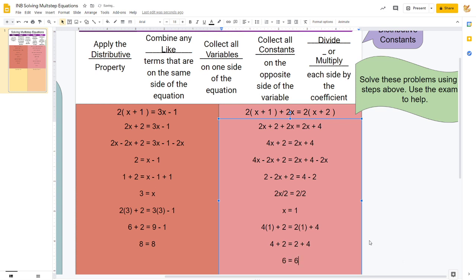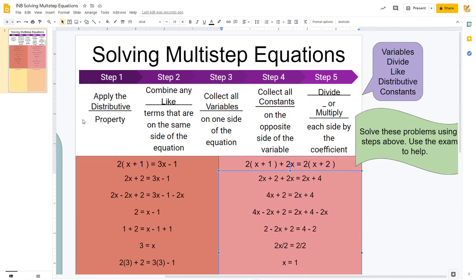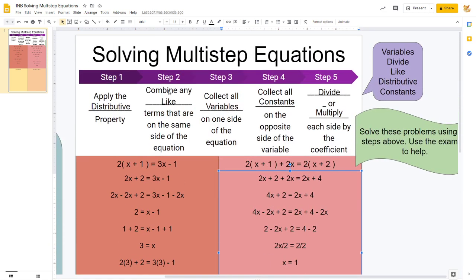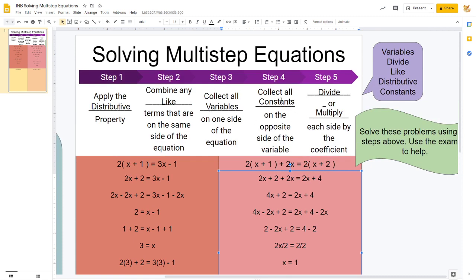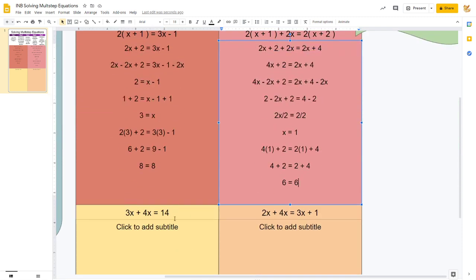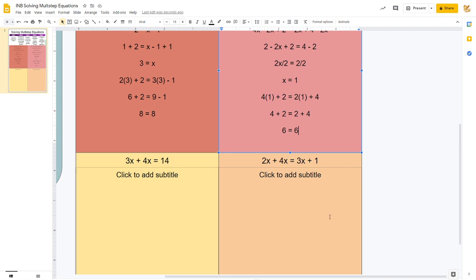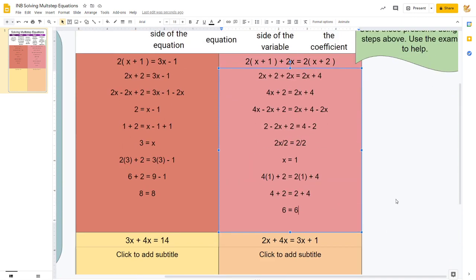You would do the same thing. First you distribute property. It looks like these two do not have distributive property, so you'd skip step 1. Combine like terms. You would combine whatever's the same on one side. Moving the variables and constants if needed. It looks like this one doesn't need it, but this one would. And then multiplying or dividing to find out what x equals. And it looks like this is just going to be divide, but there are times where you might need to multiply.